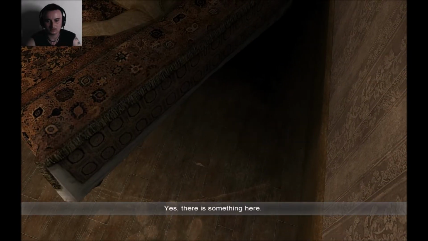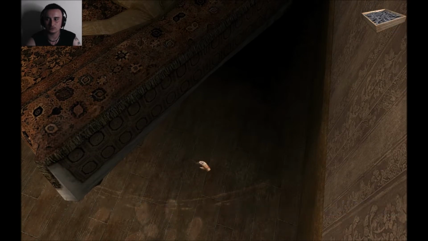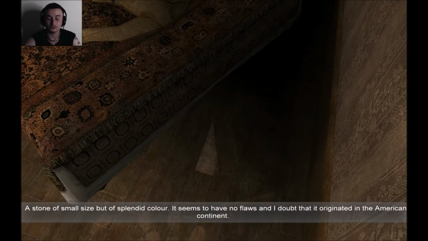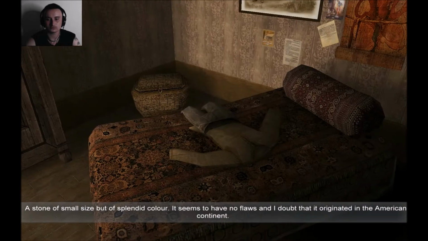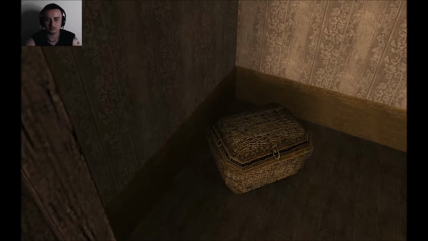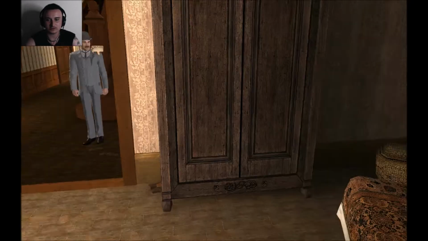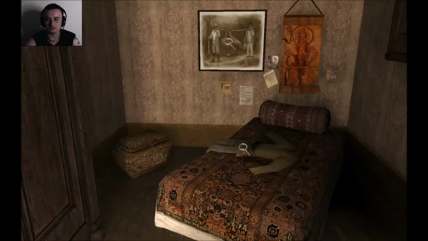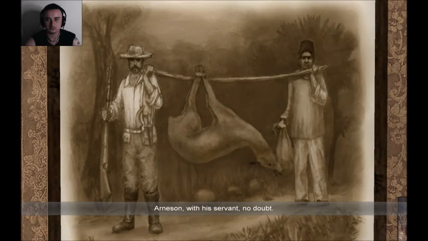Yes, there is something here. Hammer. Knife. Here we go. A stone of small size, but of splendid color. It seems to have no flaws, and I doubt that it originated in the American continent. Interesting. We got a gem. I believe that's all there is to be seen in here. Well, if not the picture. Arnson, with his servant, no doubt.